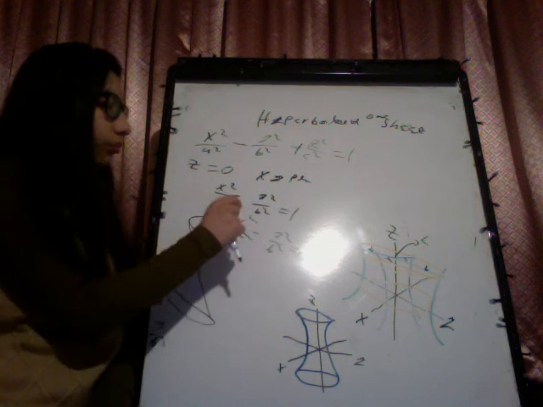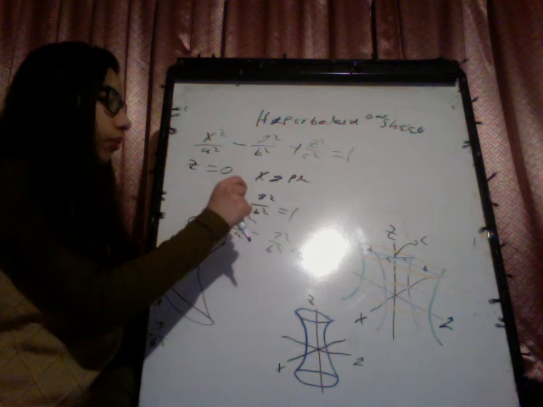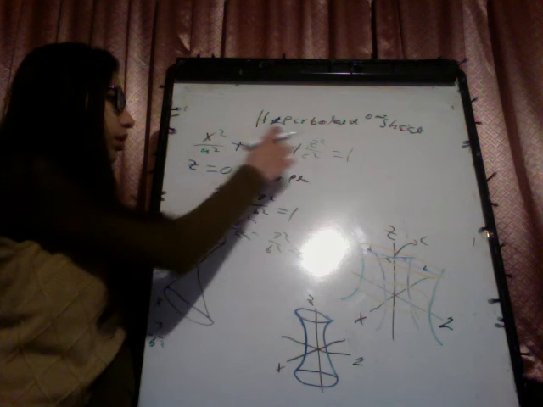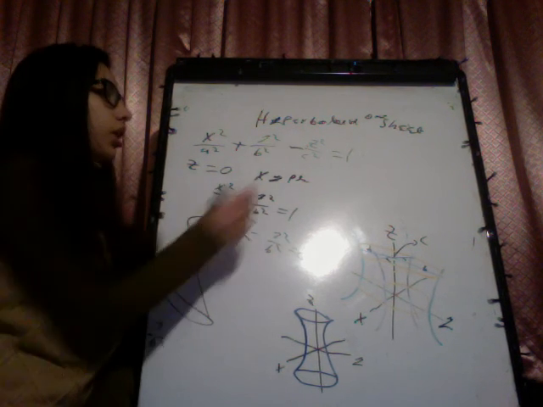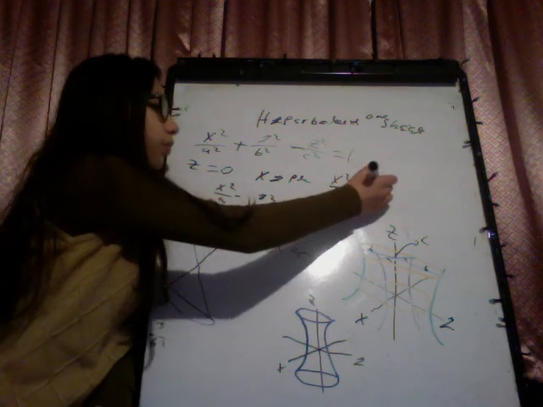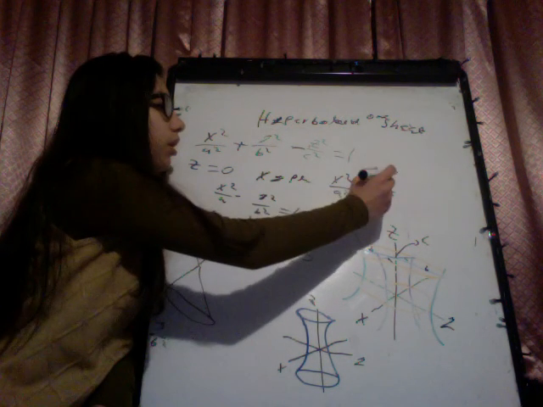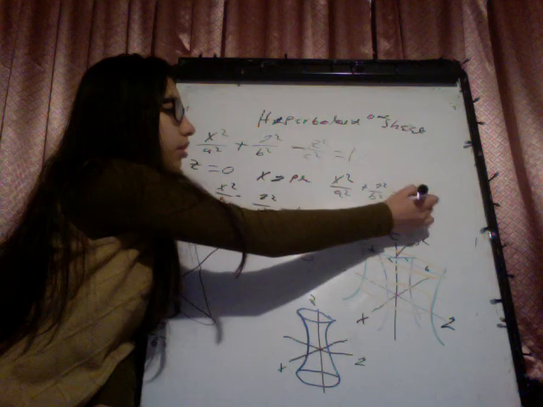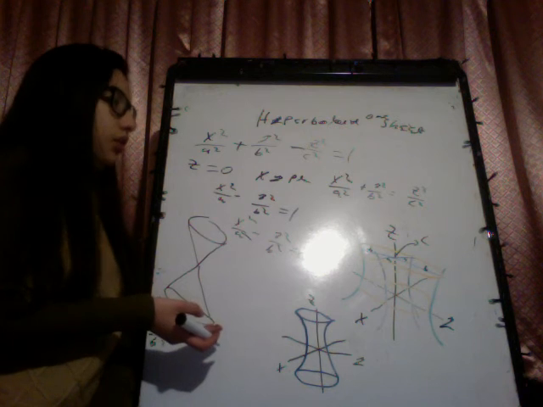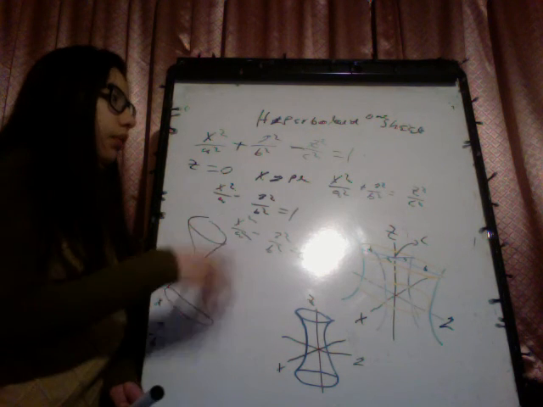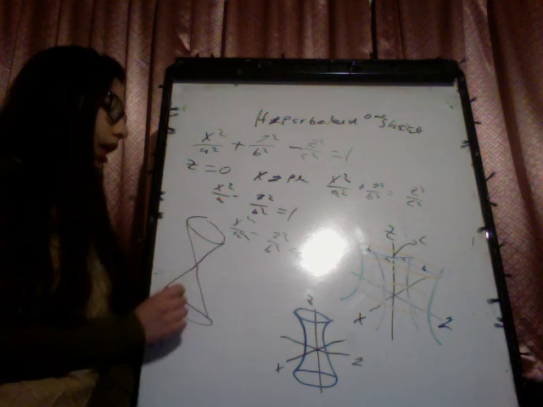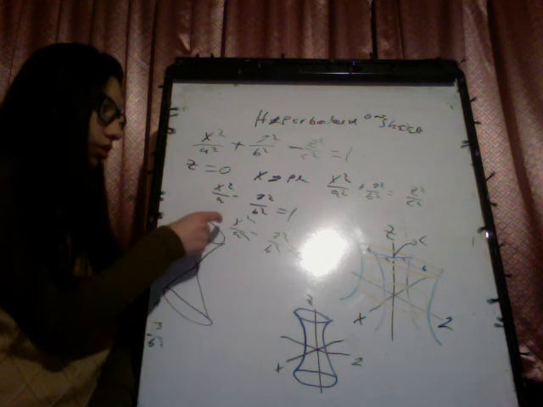That is, if you put 0 here instead of 1, in order to do it easily, you have x squared divided by a squared plus y squared divided by b squared equals c squared divided by c squared. So you have ellipses. So the asymptote of these hyperboloids is this elliptic cone.